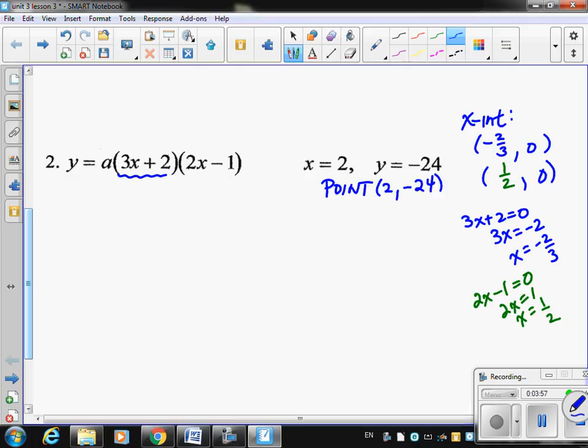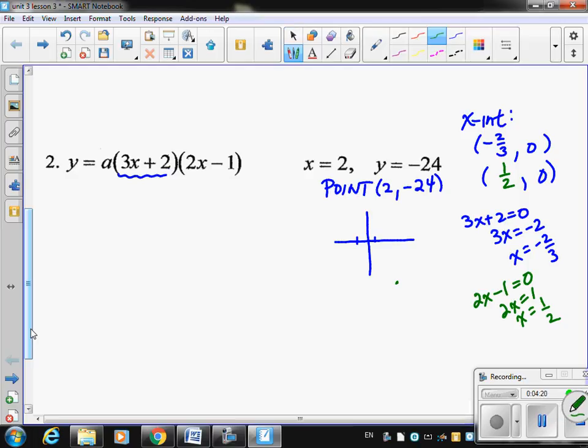So I could get a sense of what this looks like by a super rough graph. I have an x-intercept of -2/3 and +1/2, and a point of 2, -24, way down here. So it appears that my parabola would open downwards. Let's see what the math shows.